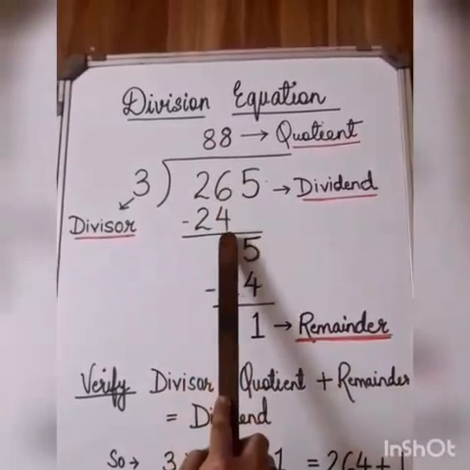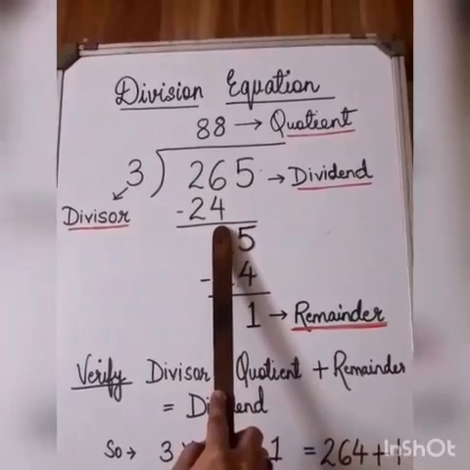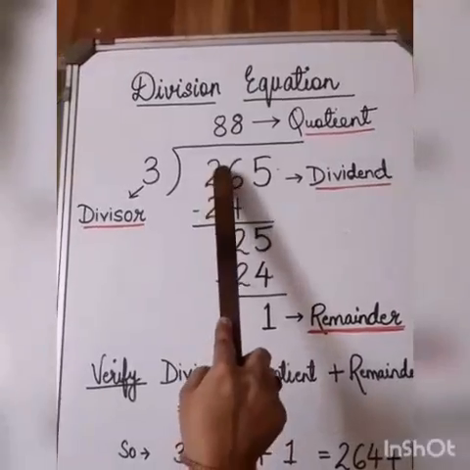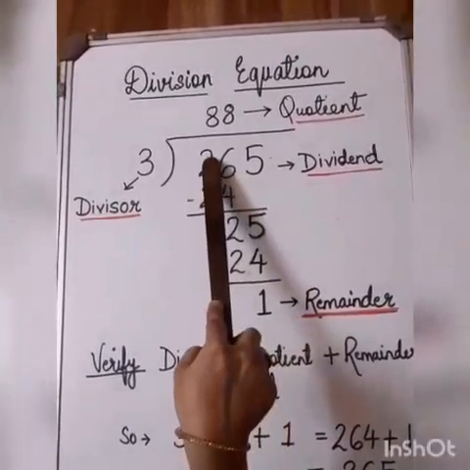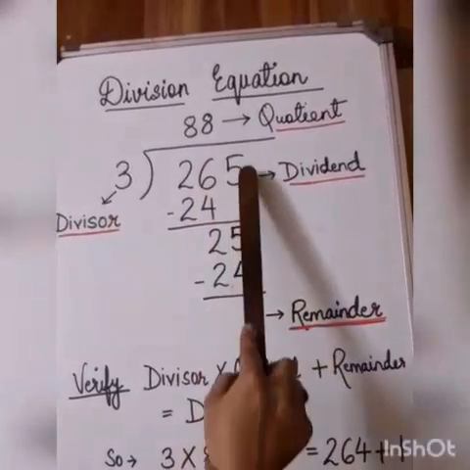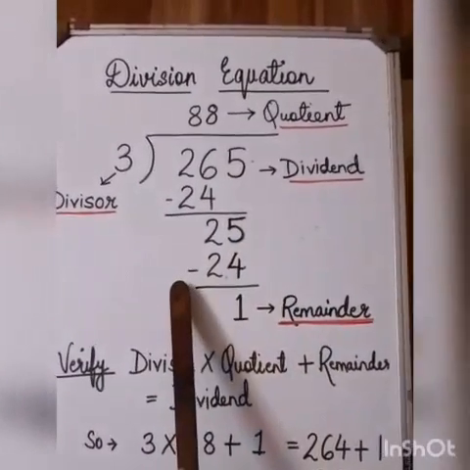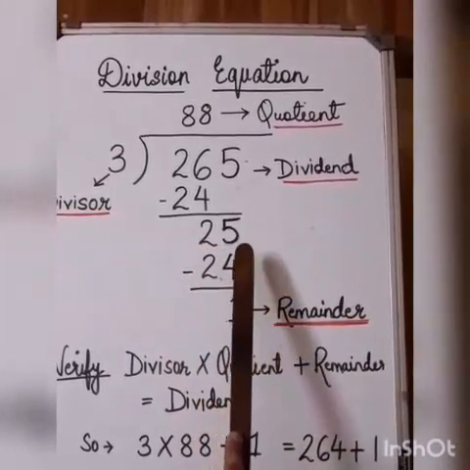We'll subtract it as it is a long division method. You have already studied about it, but now you have to subtract it. So 2 minus 2 is 0 and 6 minus 4 is 2. And we put down 5. So here we got 25.